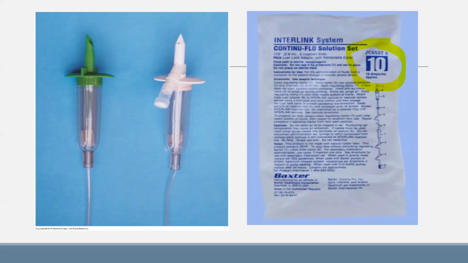There's another kind of tubing called micro drip tubing, and that might be 60 drops. That means the drops are really tiny, so it takes a lot more drops to make a milliliter. So I'm just going to pass these around. Seeing stuff helps you to make sense out of things. These are just different kinds of tubing, and I wanted you to see how the drop factor might look on different manufacturers' tubing packages.